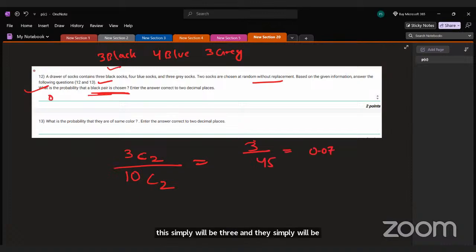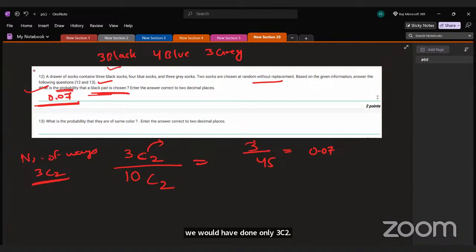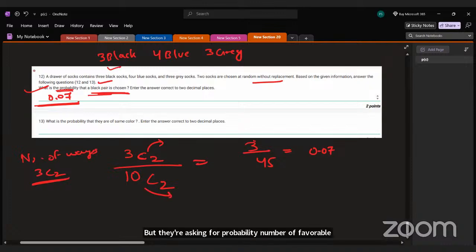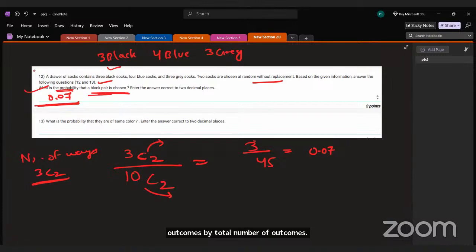Okay, 0.07. Sir, here in this question, why can't we only consider 3C2? They are asking for probability, not the number of ways. If they were asking for the number of ways, we would have done only 3C2, but they're asking for probability: number of favorable outcomes over total number of outcomes. Sir, the total number of ways in which 2 socks can be chosen out of 10 socks would be 10C1 times 9C1, because they say without replacement.